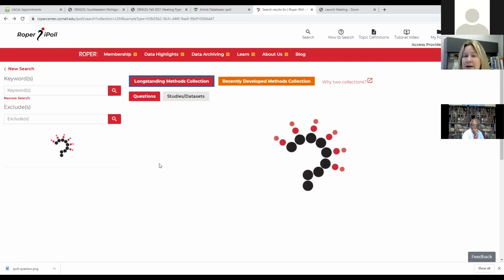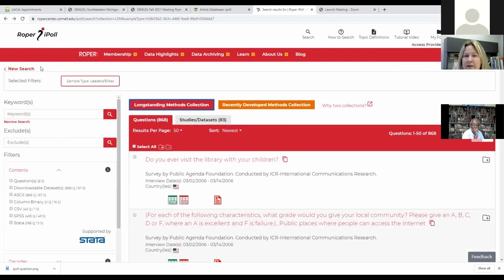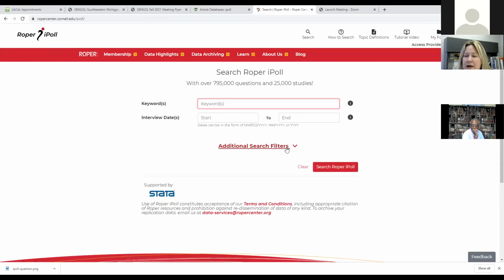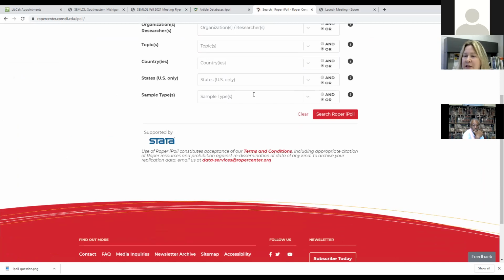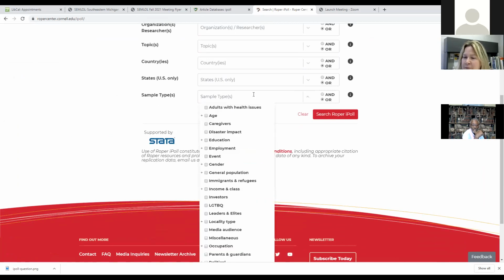But I did try, I have been trying, I'm going to go back to new search. I have been trying some other things that I thought were successful with this sample type, like when I looked at immigrants and refugees, for example, as someone who people identified themselves in that way when they were being polled.